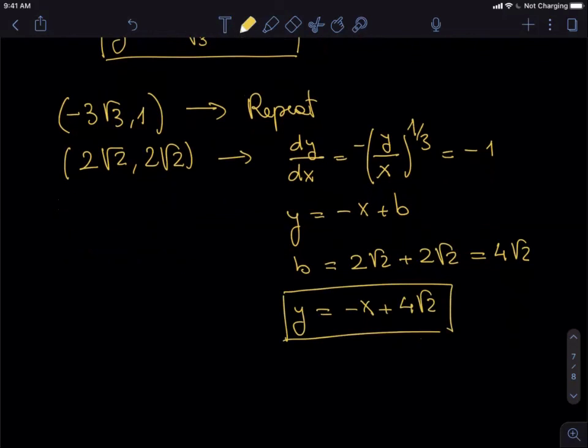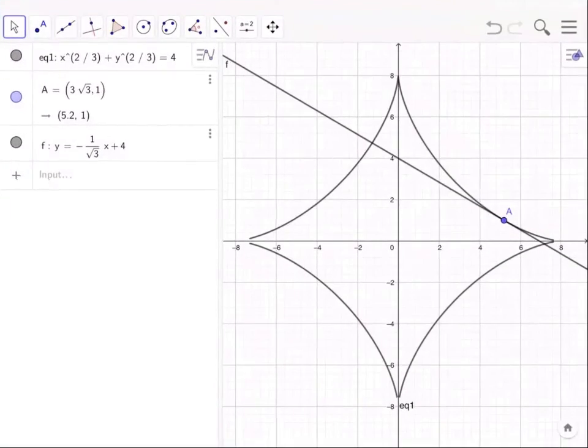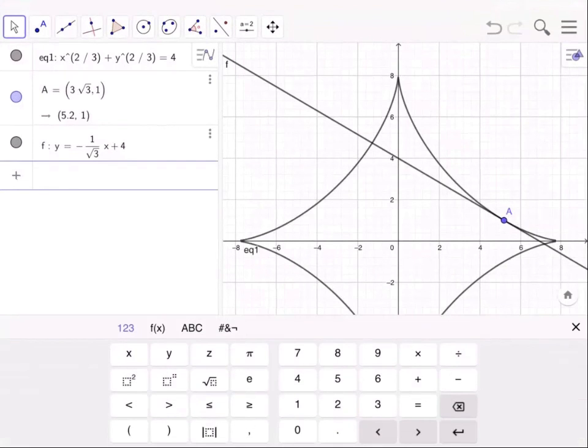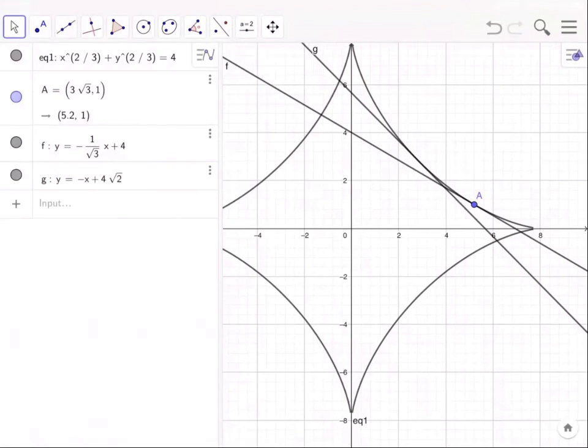We can check this. So for instance, in this case is y equals minus x plus 4 square root of 2. And we see that, in fact, the new tangent that is plotted here touches, it's a tangent at the point where both coordinates y and x have the same value. Okay, so we were working at 2 square root of 2, 2 square root of 2, that's the point.